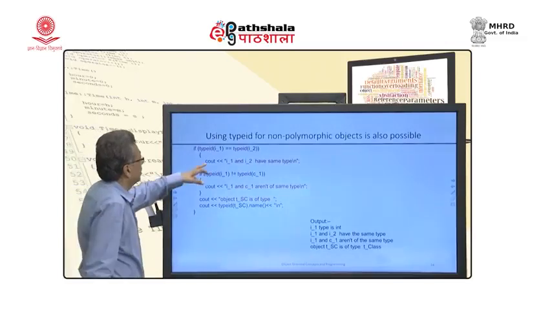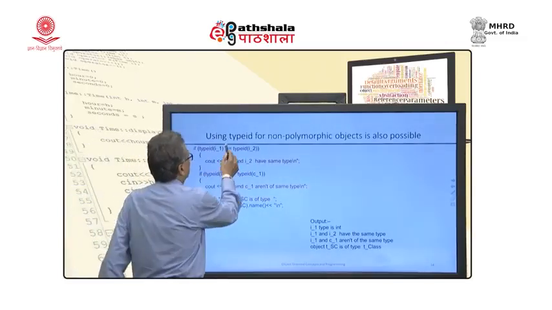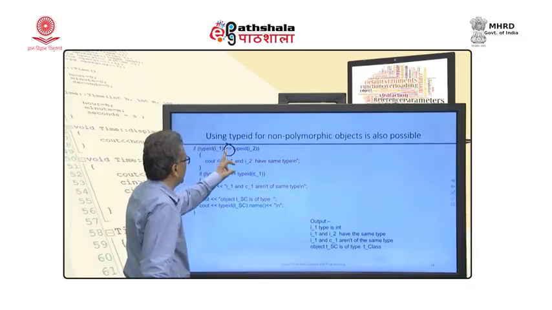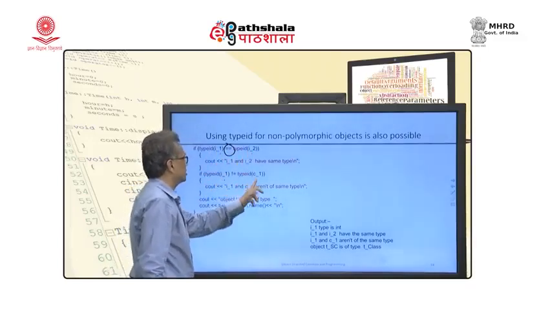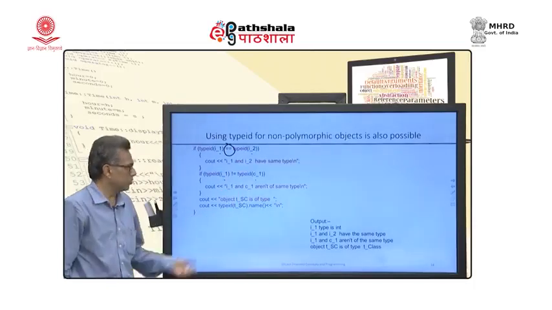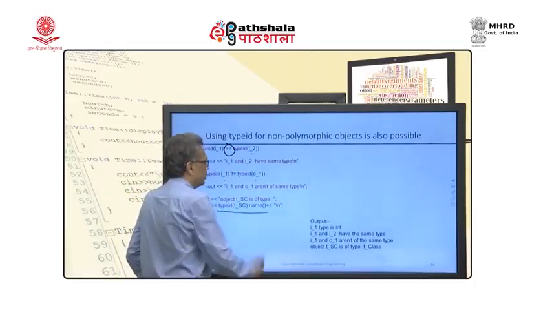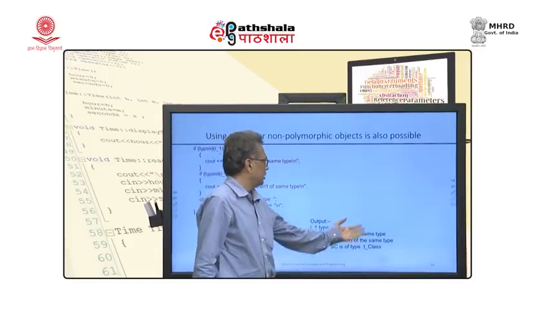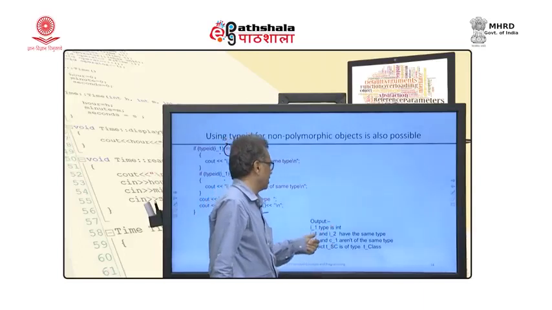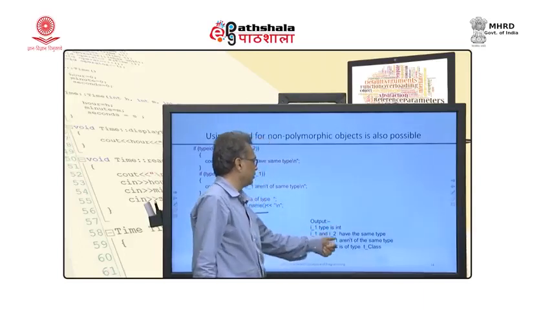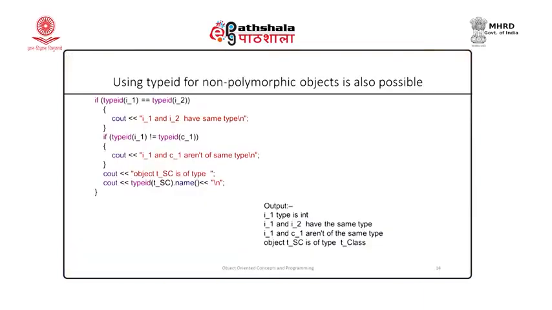This is the use of the other operator, double equal to: typeid(I1) is the same as typeid(I2), typeid(I1) is not the same as typeid(C1), and so on, and typeid(TSC).name. Here it behaves decently and will display: I1 type is int, I1 and I2 have the same type, I1 and C1 aren't of the same type, object TSC is of type T_class, great. But if it is mangled, you won't get such names.